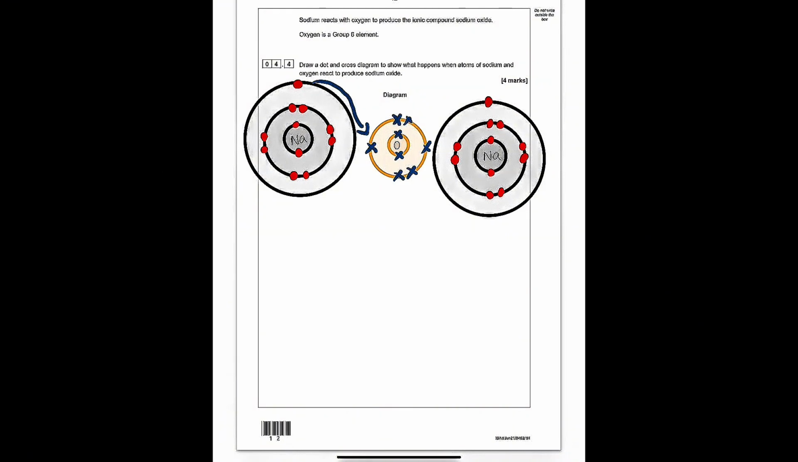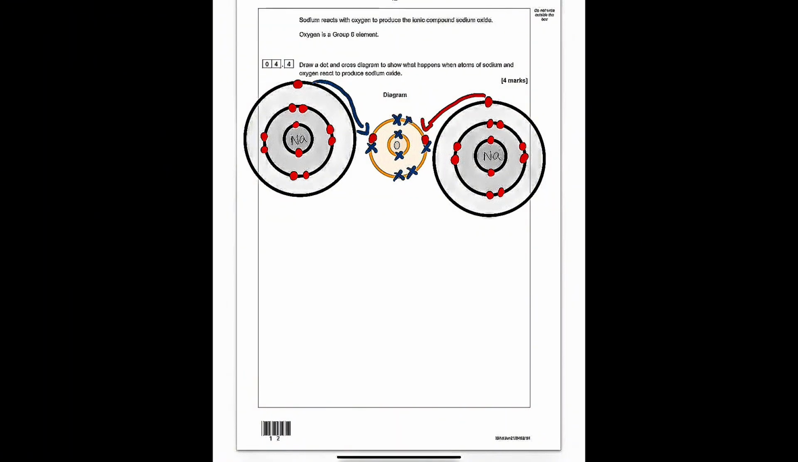Just one moment, I'm going to change the colour. It's going to join here on the outermost shell for oxygen. And the same for this one over here. It's going to go over there. Now we can see that oxygen has a full outer shell. Because it's got a full outer shell of electrons, it's now become an ion. So it goes from being an atom to an ion.